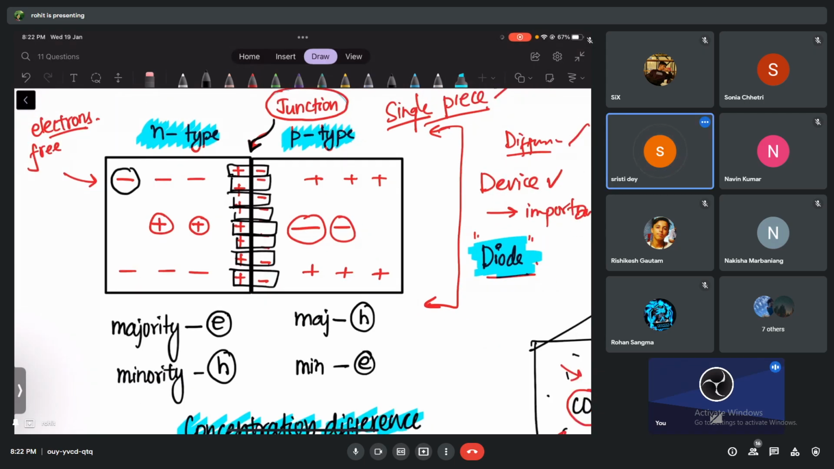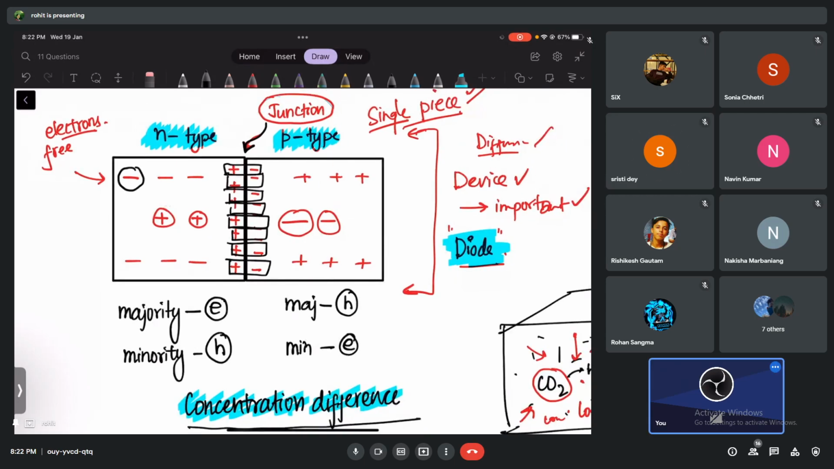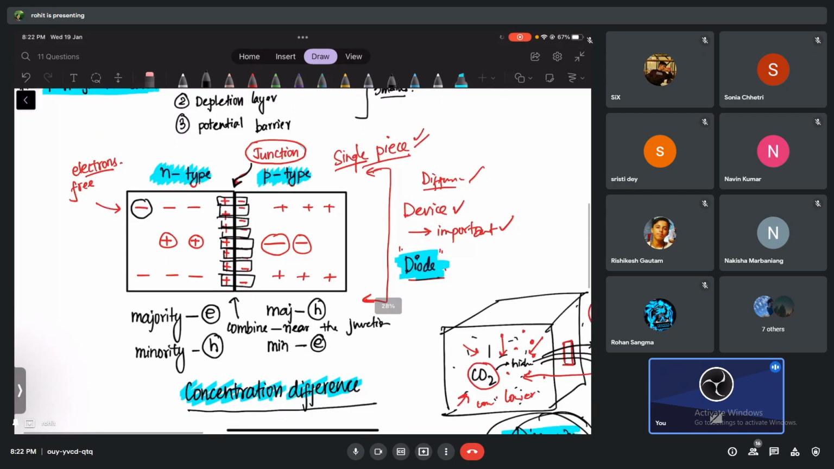They can combine, okay. Now the point is, will they combine everywhere in the n-type and p-type, or will they only combine near the junction? Near the junction. They will combine near the junction, okay.